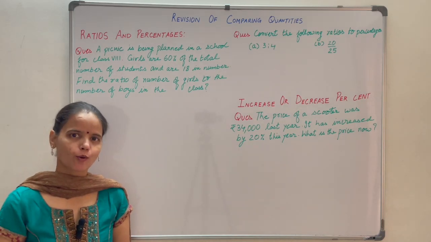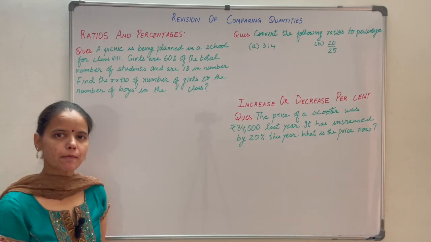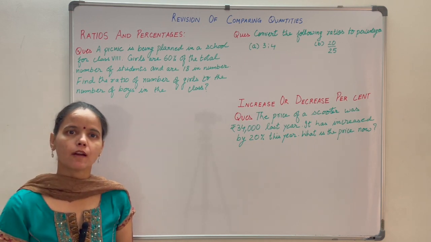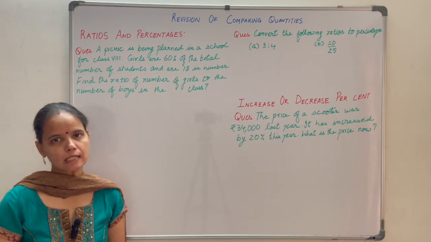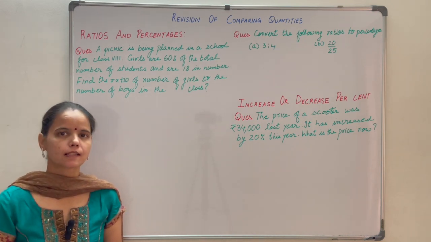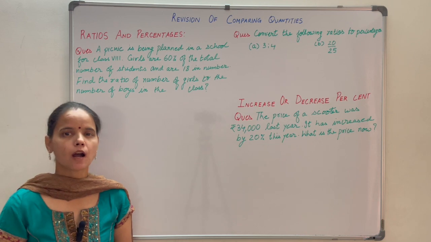Revision of comparing quantities. Ratios and percentages. Ratio is a comparison by division method. Whenever you are comparing two quantities, make sure that the unit must be the same. Percentages, as the name suggests, out of 100, how much?